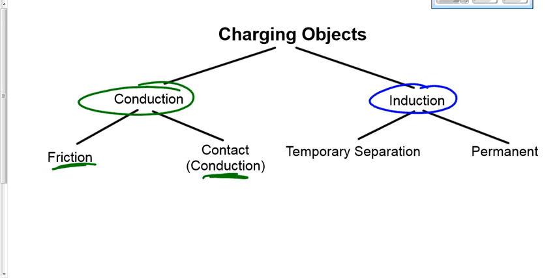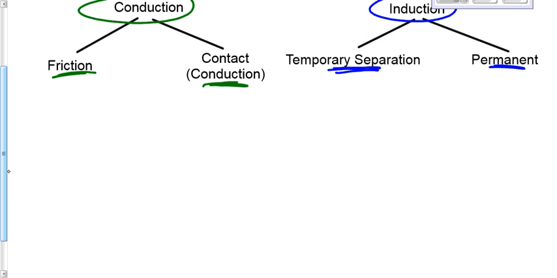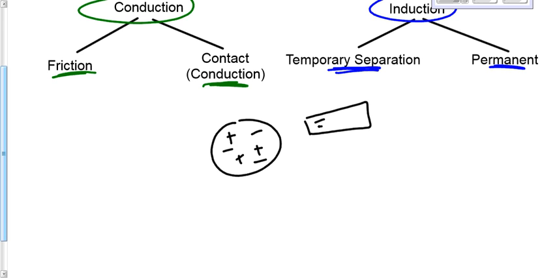Now, with induction, we have two separate categories of induction as well. One's called the temporary separation of charge, and one's called the permanent charge. We'll start with the temporary separation here, and this isn't new. We did it the other day. We start with a neutral object, and that neutral object can be any shape, right? I usually draw it as a circle, like a sphere. It doesn't matter, whatever the shape. We bring another object nearby that's charged, let's say negatively charged.